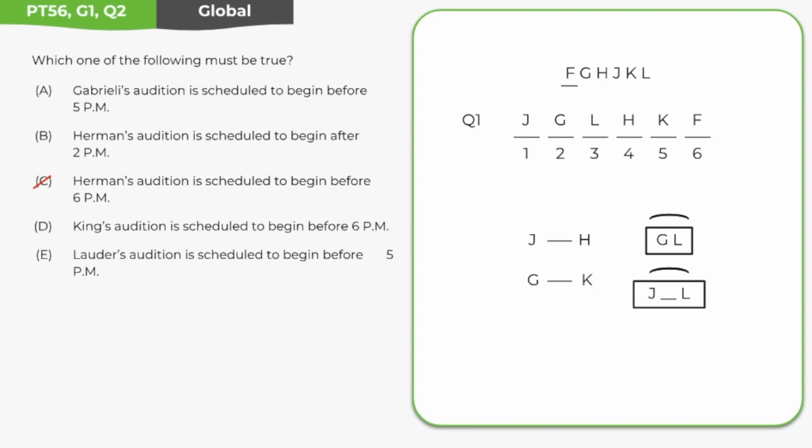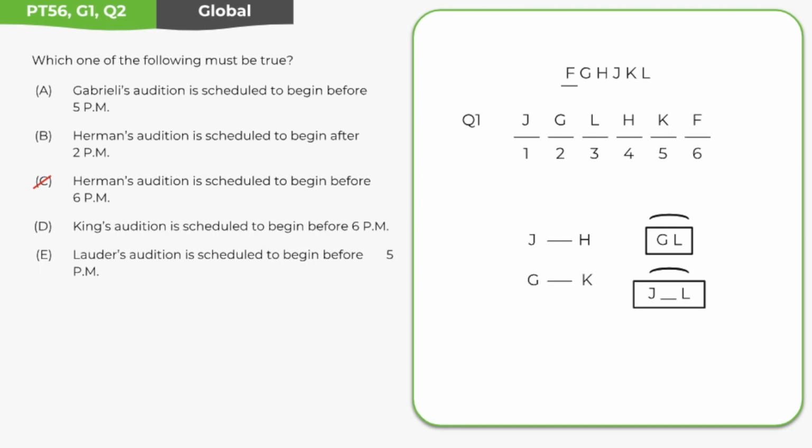A: G is scheduled to begin before 5. We have that, so can't get rid of A. B: H is scheduled to begin after 2. We have that, so can't get rid of B. D says K is scheduled to begin before 6. Have that, can't get rid of D. L's audition is scheduled to begin before 5. Have that again. So the answer to the rules question wasn't very helpful in terms of eliminating any answer choices, but the answer from question 5 was able to.